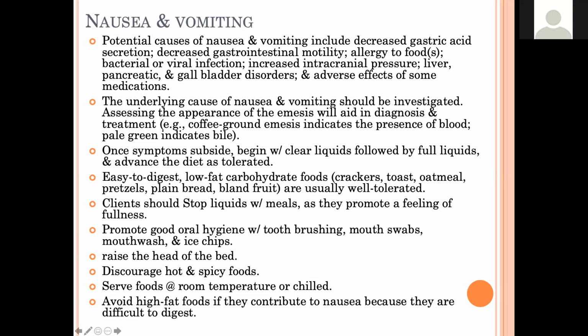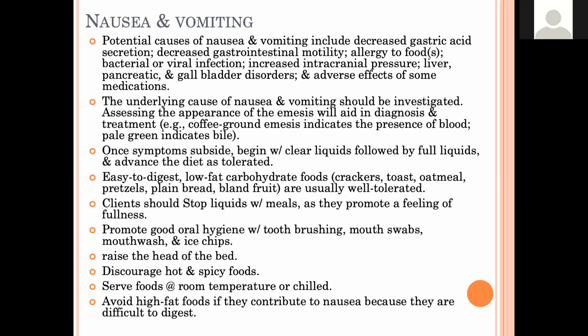Once the symptoms subside, start with clear liquids followed by a full liquid diet, and then advance the diet as can be tolerated. So we start slow. We start with something that won't cause a lot of work for the digestive system, and then we work up from there. You want easy to digest, low fat carbohydrate foods such as crackers, toast, oatmeal, pretzels, bread, and fruit that are usually well tolerated. You go slow, you take a little bite, you see if you can keep it down, and then if you can, you continue. Class, you stop liquids with meals because they promote fullness.